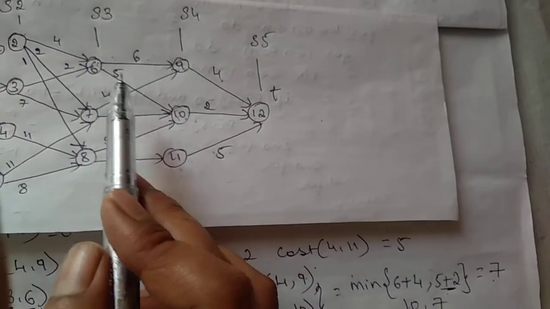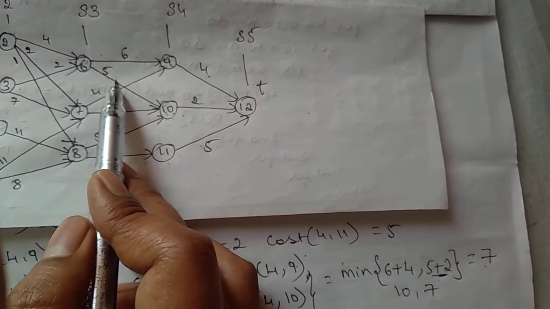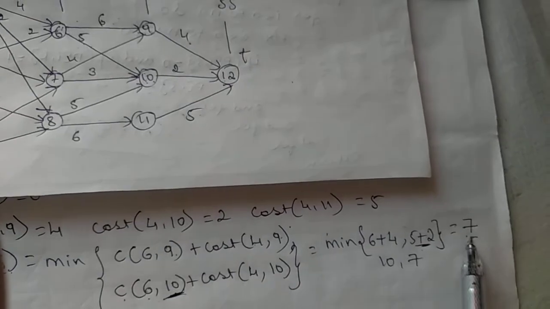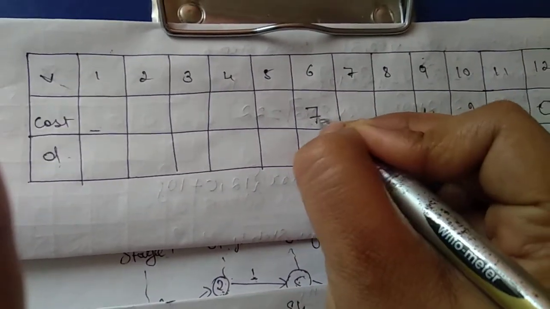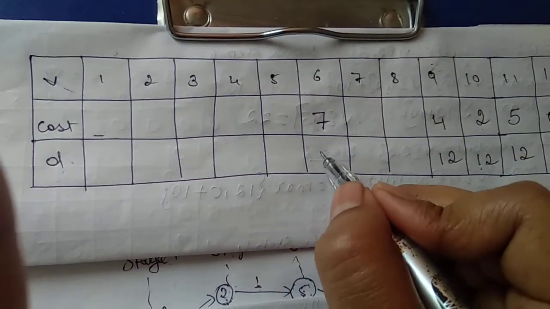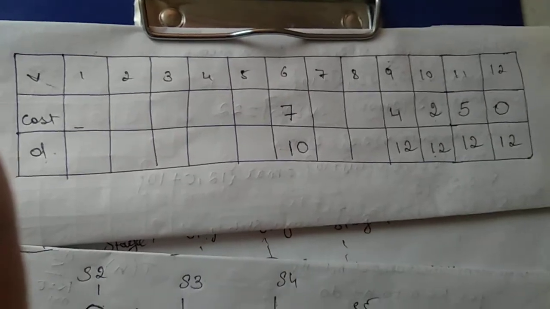You should not take this cost as 5, remember. You have to take the cost that we have calculated. From 6 to 12 it is 7. So update it in this table. The cost is 7, and the destination is reached through 10, from 6 to 10, 10 to 12.